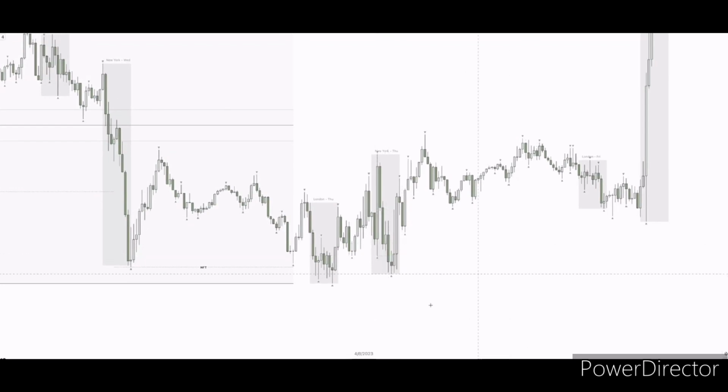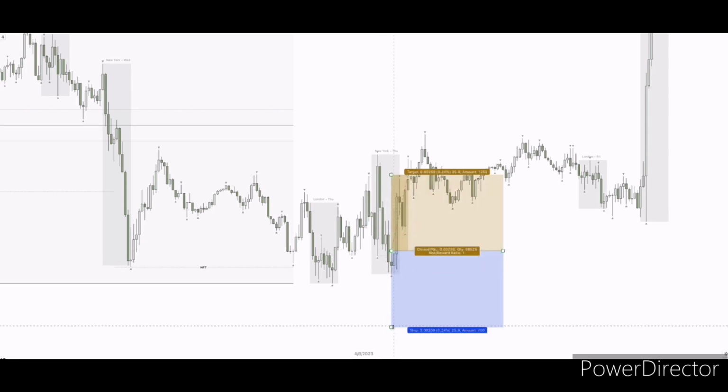But then what I saw coming into New York is we had a sweep of this low right here. We swept with this bearish candle, then this bearish candle pushed lower, so this is where my order would have gone. Order above, stop below the low, and then around a 9 pip stop loss, targeting a 1 to 3.